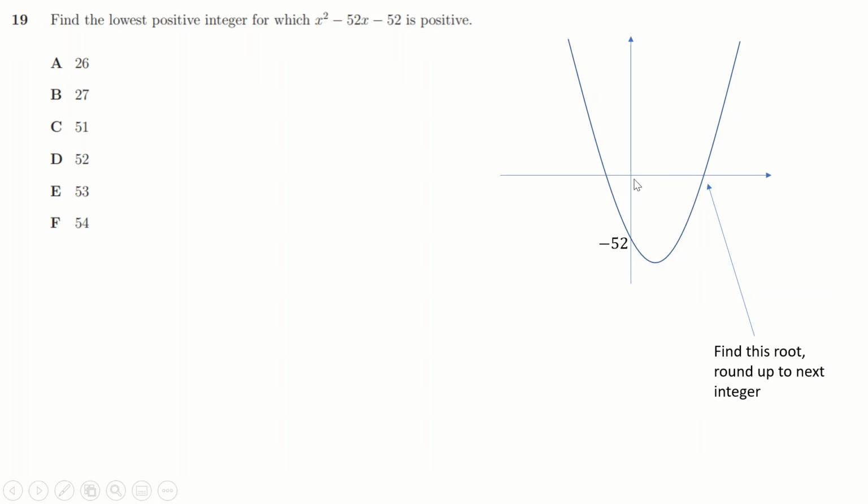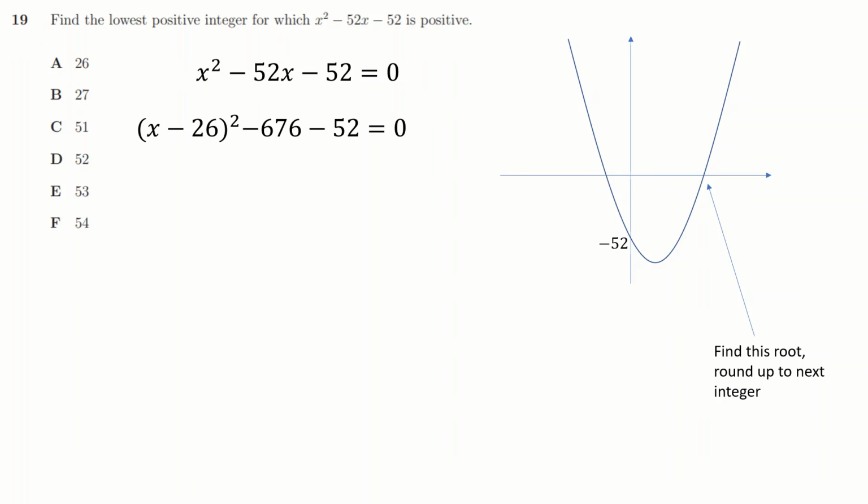And I know it must be that because this root is down in the negatives because of this y-intercept, which means all of this is irrelevant. So all I need to do is find the root. I can't remember how I decided to do that. Oh, I completed the square.